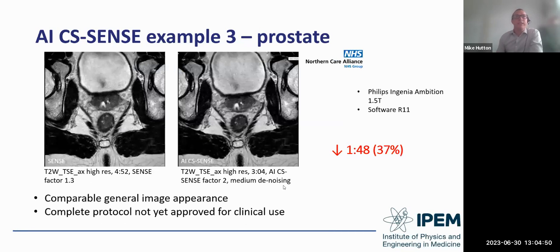Another example this time in the prostate with AI-CS sense. So this is going from sense all the way to AI-CS sense again. So factor 1.3 to factor 2, and this time with medium denoising. Really good time saving with comparable general image appearance. It's a work in progress protocol. It's not approved for clinical use yet, but things are looking very good.